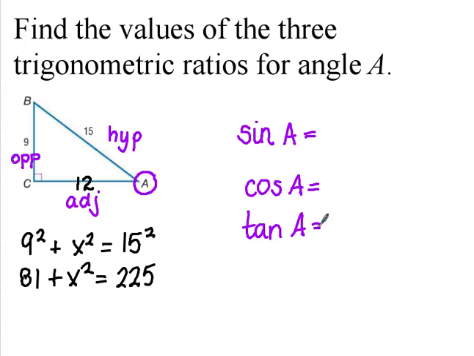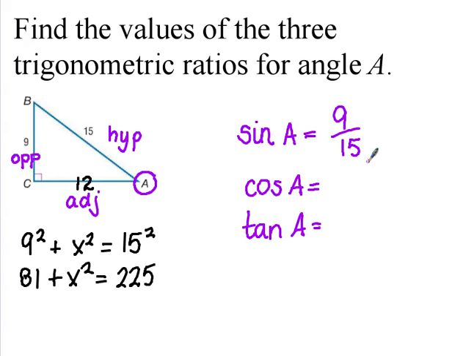Now let's review again. Sine is what over what? Opposite over hypotenuse. What's your opposite side in that one? What's your hypotenuse? There you go. That's all you do. No, I don't want you to reduce them now because I want to make sure that you're getting the ratios in the correct form.